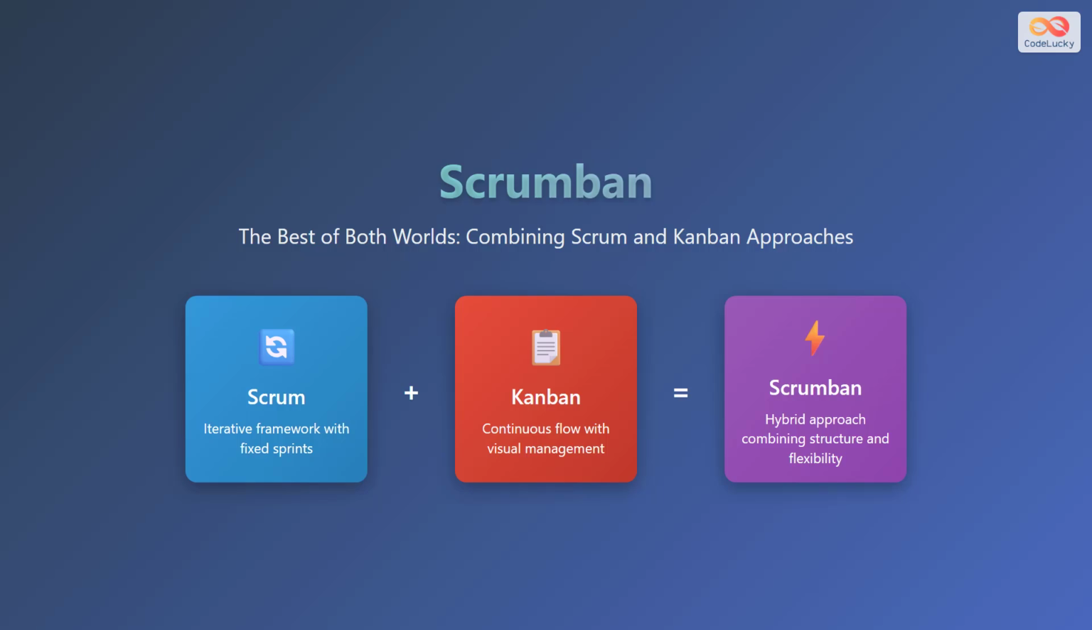Scrumban, the best of both worlds. In this video, we'll explore how Scrumban combines the structure of Scrum with the flexibility of Kanban. Scrum, an iterative framework with fixed sprints, plus Kanban, a continuous flow system with visual management, equals Scrumban. This hybrid approach combines structure and flexibility.